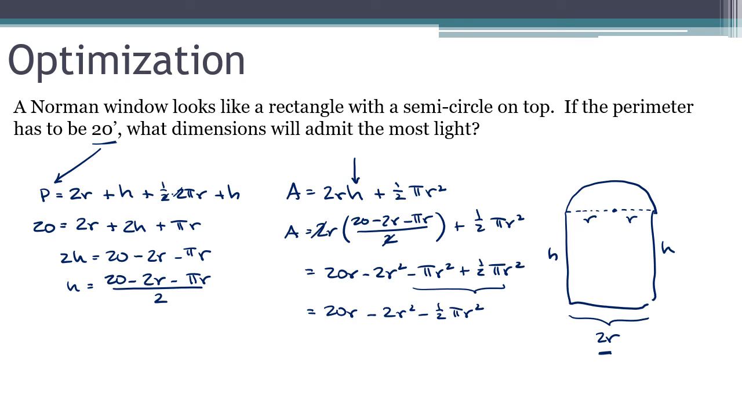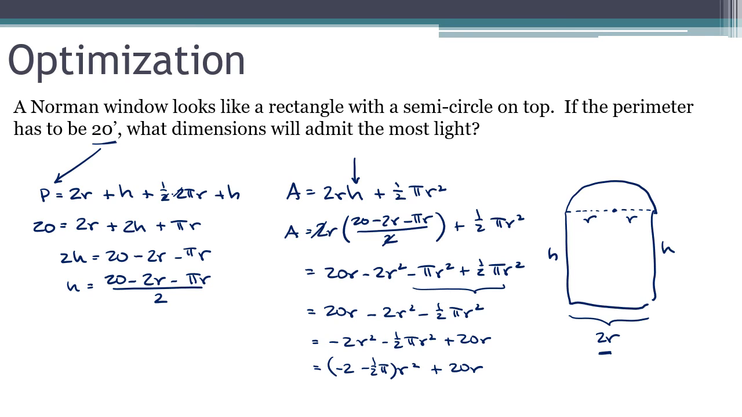Okay, now I'm going to rearrange. I'm going to bring the r squared terms out in front. So this will be minus 2r squared minus 1/2 pi r squared plus 20r. And I really need this to look like a quadratic equation, so I can use our vertex formula. So to do that, I need to have just r squared times the number. So we can factor that r squared out. What's left is negative 2 minus 1/2 pi, plus 20r. And that's what I need.